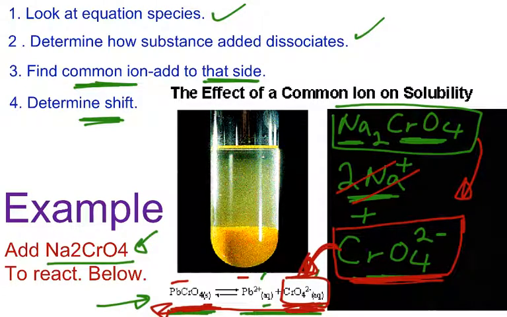What's happening is the chromate is reacting more with the lead. From the collision theory that we talked about before, the lead ions will get used up with the chromate to make more solid lead chromate. What happens next is you're losing lead ions. Your lead ion concentration will go down. You're making more solid, so your solubility decreases.